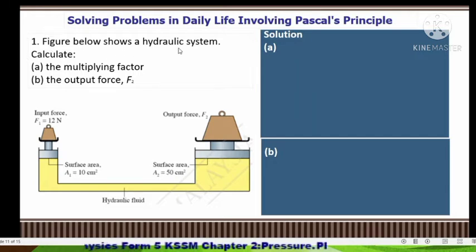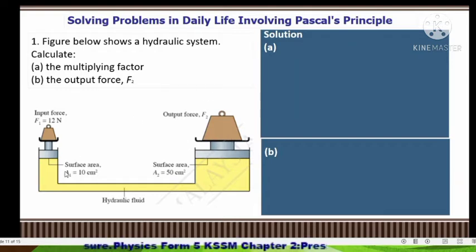Figure below shows a hydraulic system. Calculate A, multiplying factor, B, output force F2. So this is a hydraulic system. The smaller area of piston is the input piston. The larger area of piston is the output piston.